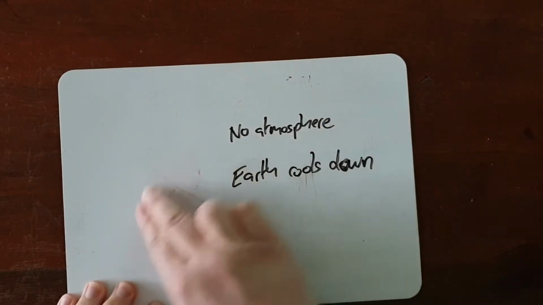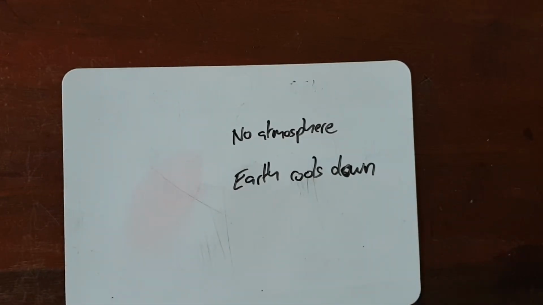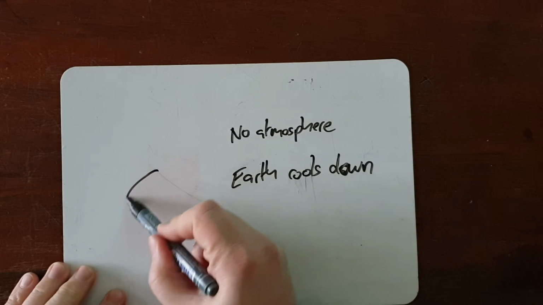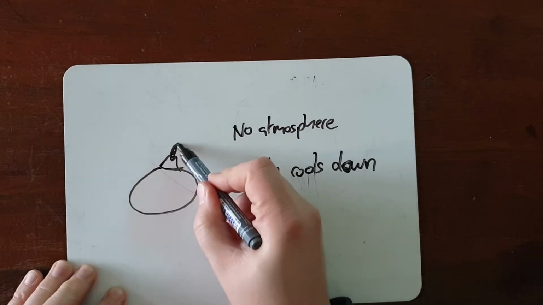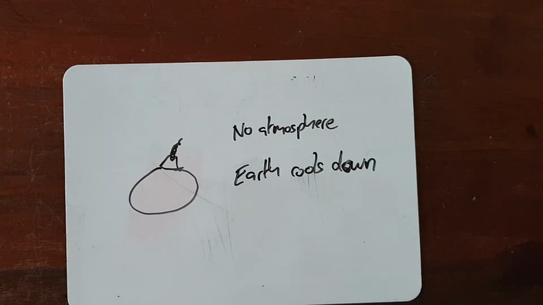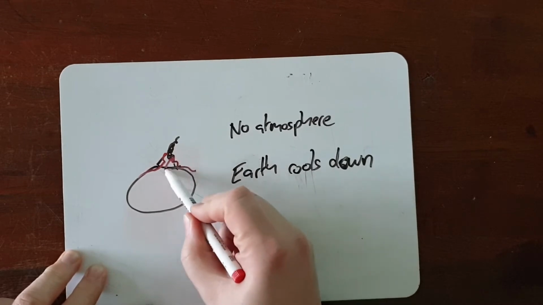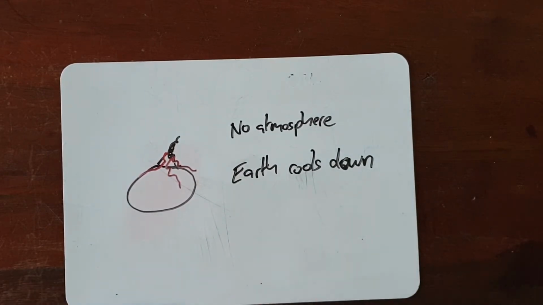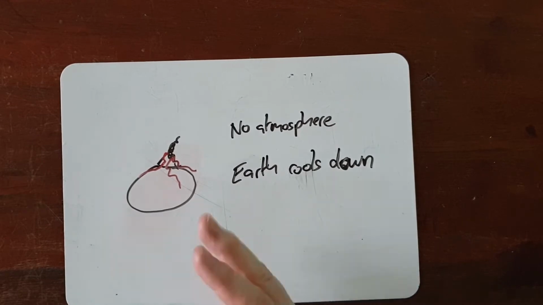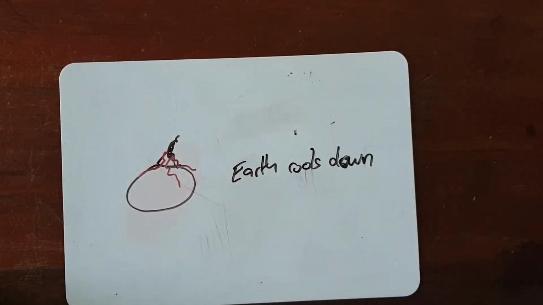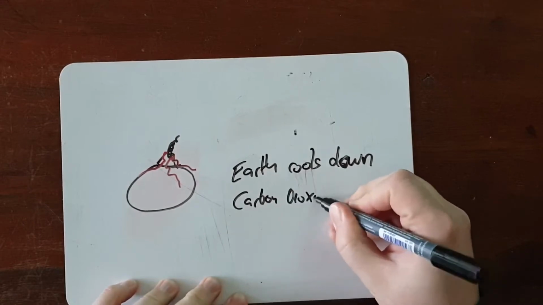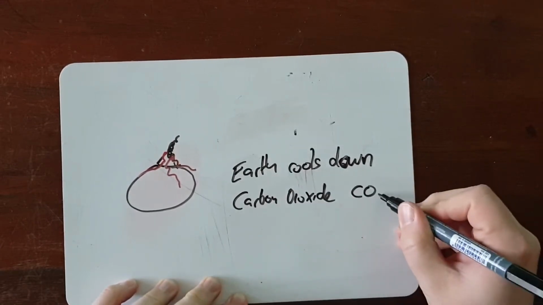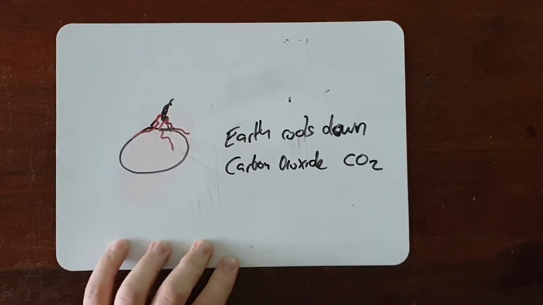It's not quite a ball of molten rock anymore. Some of it's starting to solidify. You've got Earth, and you've got volcanoes. My volcano drawing. Let's add some lava to it. Yay. Not to scale. And from those volcanoes, it is spewing out lots of carbon dioxide. For the rest of this video, to save time, I'm going to write it as CO2. So we've got lots of carbon dioxide, CO2.